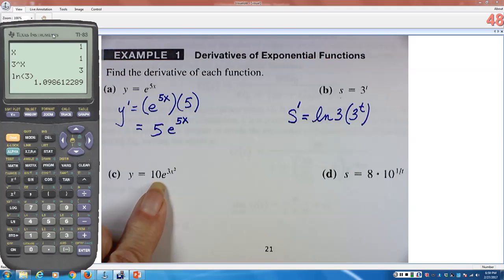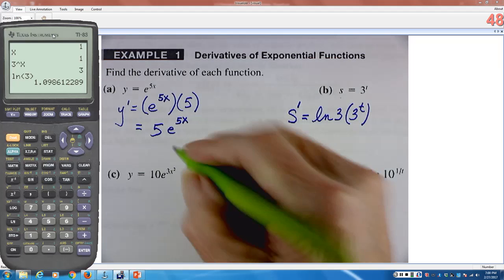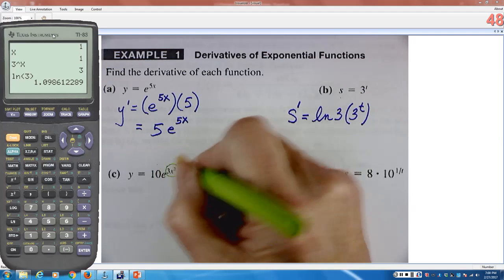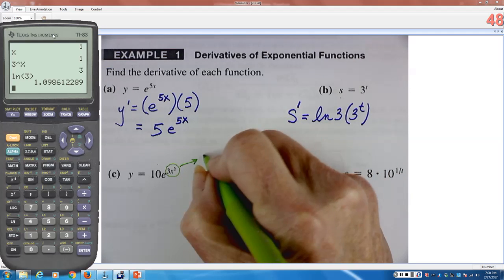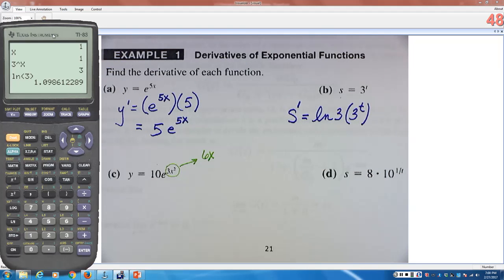This one just happens to have a coefficient, y equals 10e to the 3x squared power. Now, one thing you do need to notice is that the 3x squared power is indeed a function, so it has a derivative. Its derivative is 6x. We're going to need to use that 6x.